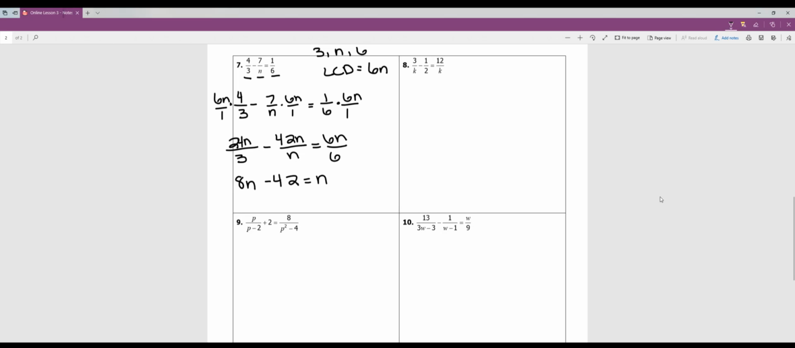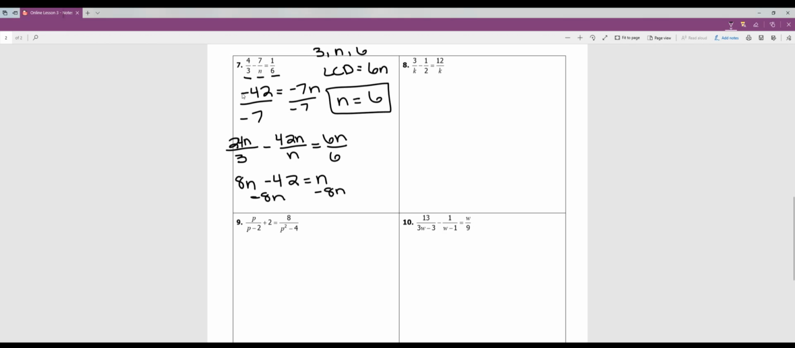So now I have a simple two-step equation that I can easily solve. So I'm going to move my 8n to the other side so all of my variables are together. Make some room up top. And we're just going to solve this two-step equation. So after I subtract that 8n on both sides, I'm left with minus 42 equals minus 7n. Divide both sides by that minus 7, and I get that n is equal to positive 6. And that is our solution to number 4.